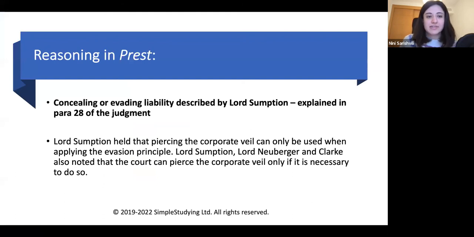The reasoning in Prest is that, as described by Lord Sumption, piercing the corporate veil can only be used when applying the evasion principle. Lord Sumption, Lord Neuberger, and Lady Hale also noted that the court can pierce the corporate veil only if it is necessary to do so.